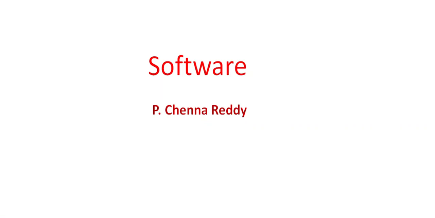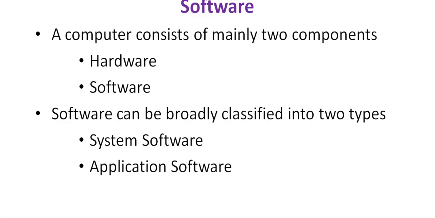Welcome to software. We will be discussing basically two kinds of software: system software and application software. If you consider a computer, it mainly consists of two components. One is hardware. The other one is the software. Software which is present inside a computer, which can be loaded into the computer, can be broadly classified into two types: system software and application software. All the software that is available can be put under one of these categories.